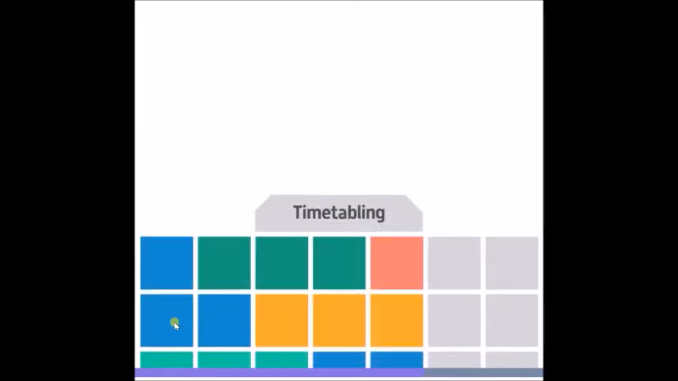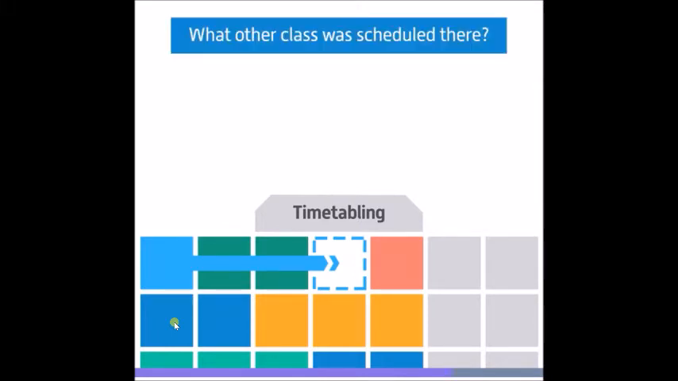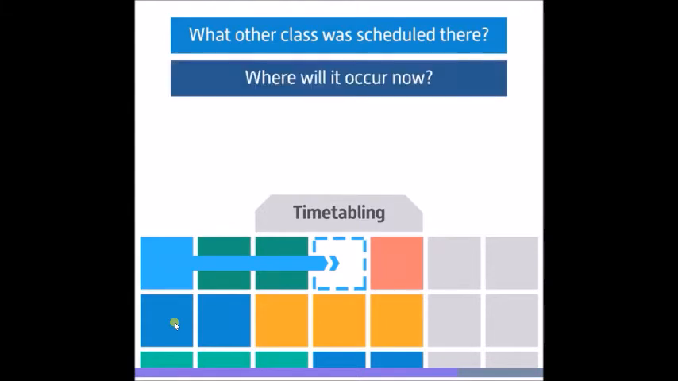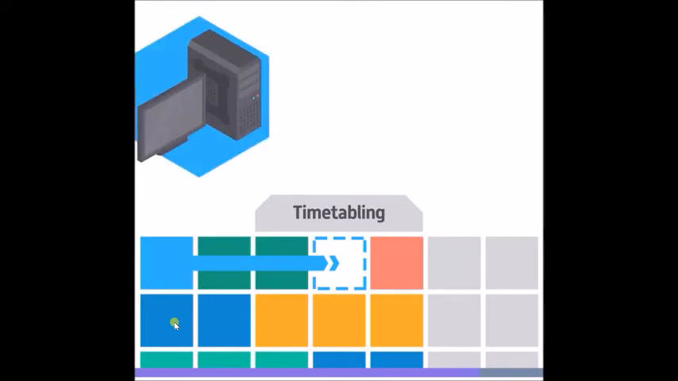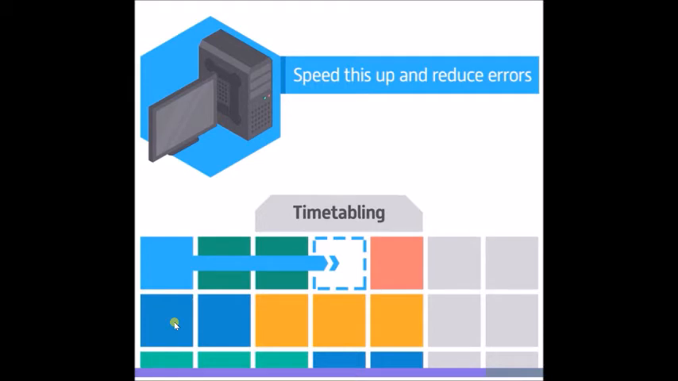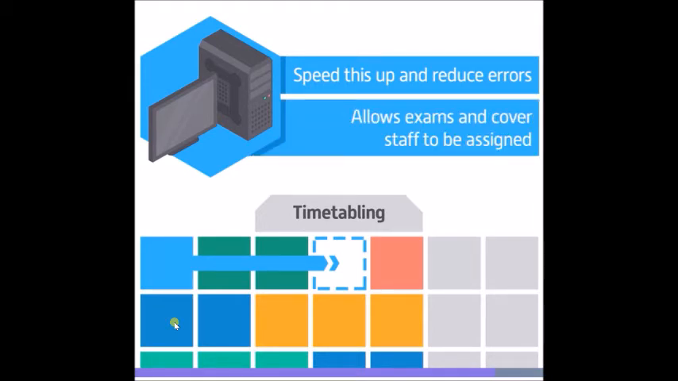Timetabling used to be a lengthy and complex activity without computer technology. If a class has to be moved from one point on the timetable to another, there is a knock-on effect. What other class was scheduled to be in that room? Where will it occur now? If it has to move to a different time slot, what happens to the class, the room and the teacher in that time slot? Computers speed this process up significantly and reduce errors. Most software also allows exams to be timetabled and cover staff to be assigned.